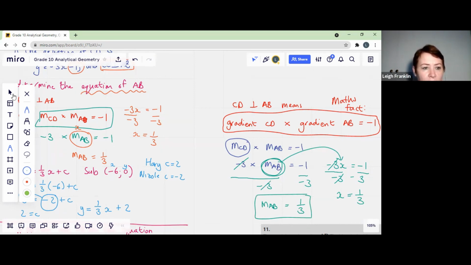It's a pleasure, Maya. I hope that makes a little bit more sense to you. And then how you would work out C is exactly the same as for a parallel line. You're now going to take the gradient, substitute it in, sub in the new point X and Y, and work out the C value. Okay.